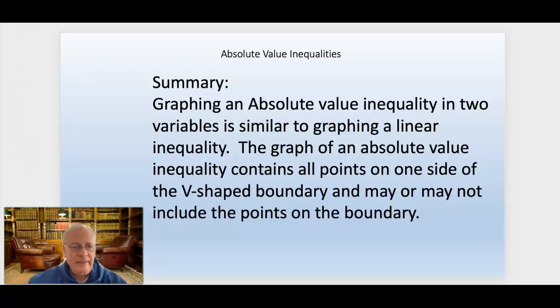Just a quick summary. Graphing an absolute value inequality in two variables is very similar to graphing a linear inequality. The graph of the absolute value inequality contains all the points on one side of the V-shaped boundary and may or may not include the points on the boundary. The graph of the solution is one side or the other, and it may or may not include the boundary line, the V-shaped line.